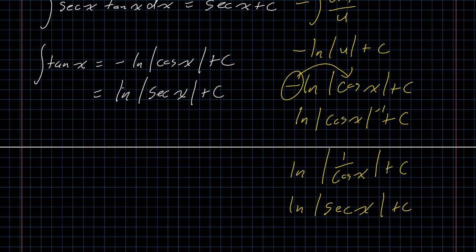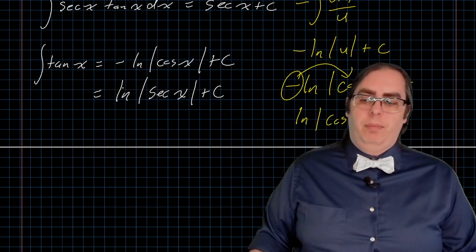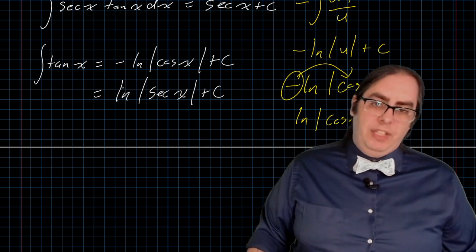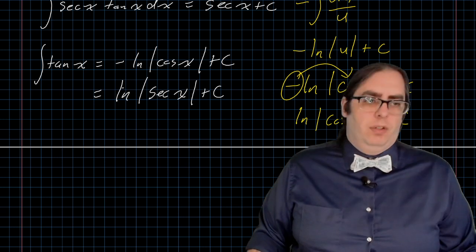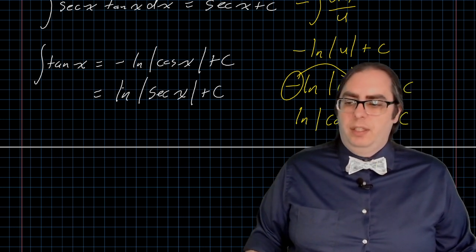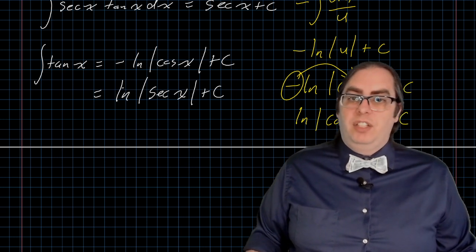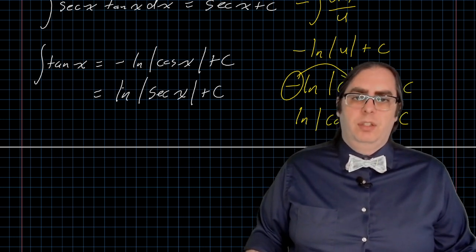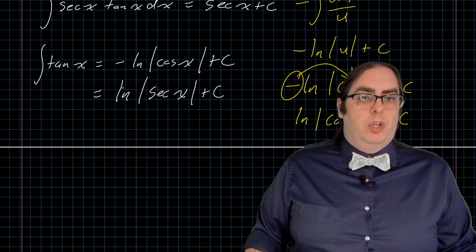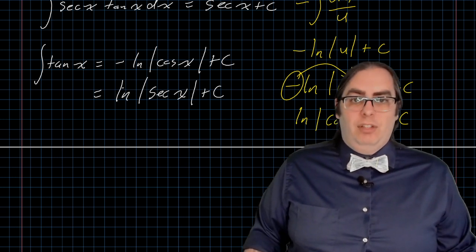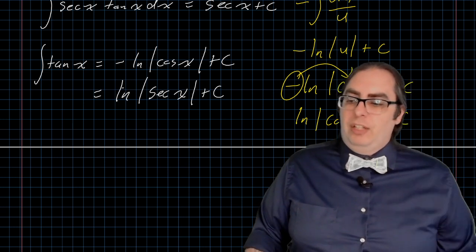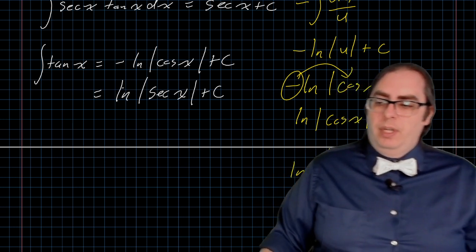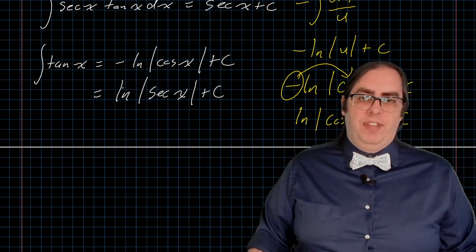To me, this one makes a little bit more sense. It makes a little bit more sense to me that the integral of tangent is going to involve secant, because the derivative of tangent involves secant. The derivative of tangent doesn't involve cosine. The integral of cosine doesn't involve tangent. The derivative of cosine doesn't involve tangent. Sines and cosines work together. Tangents and secants work together. Cotangents and cosecants work together. So that's why I find it a lot easier to remember that the integral of tangent is the natural log of the absolute value of secant.